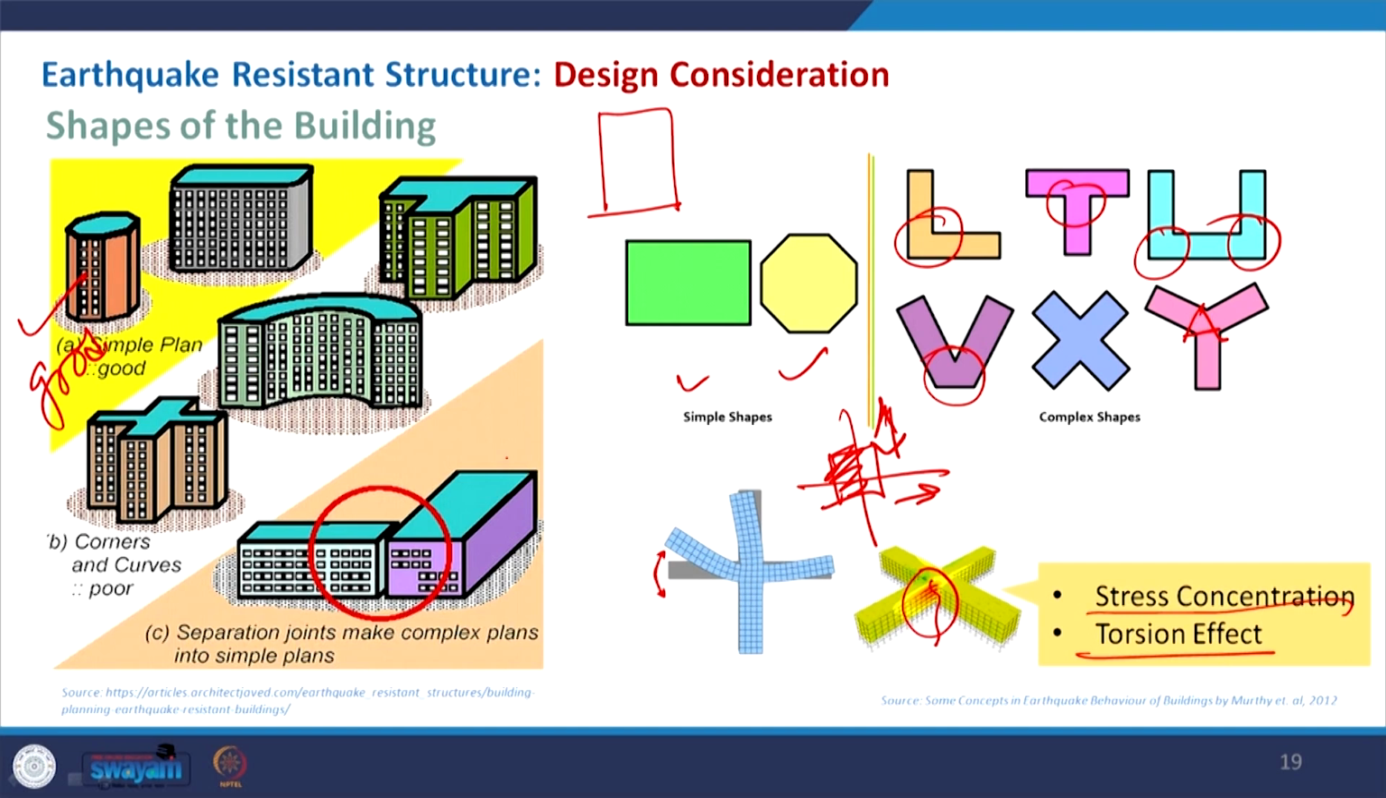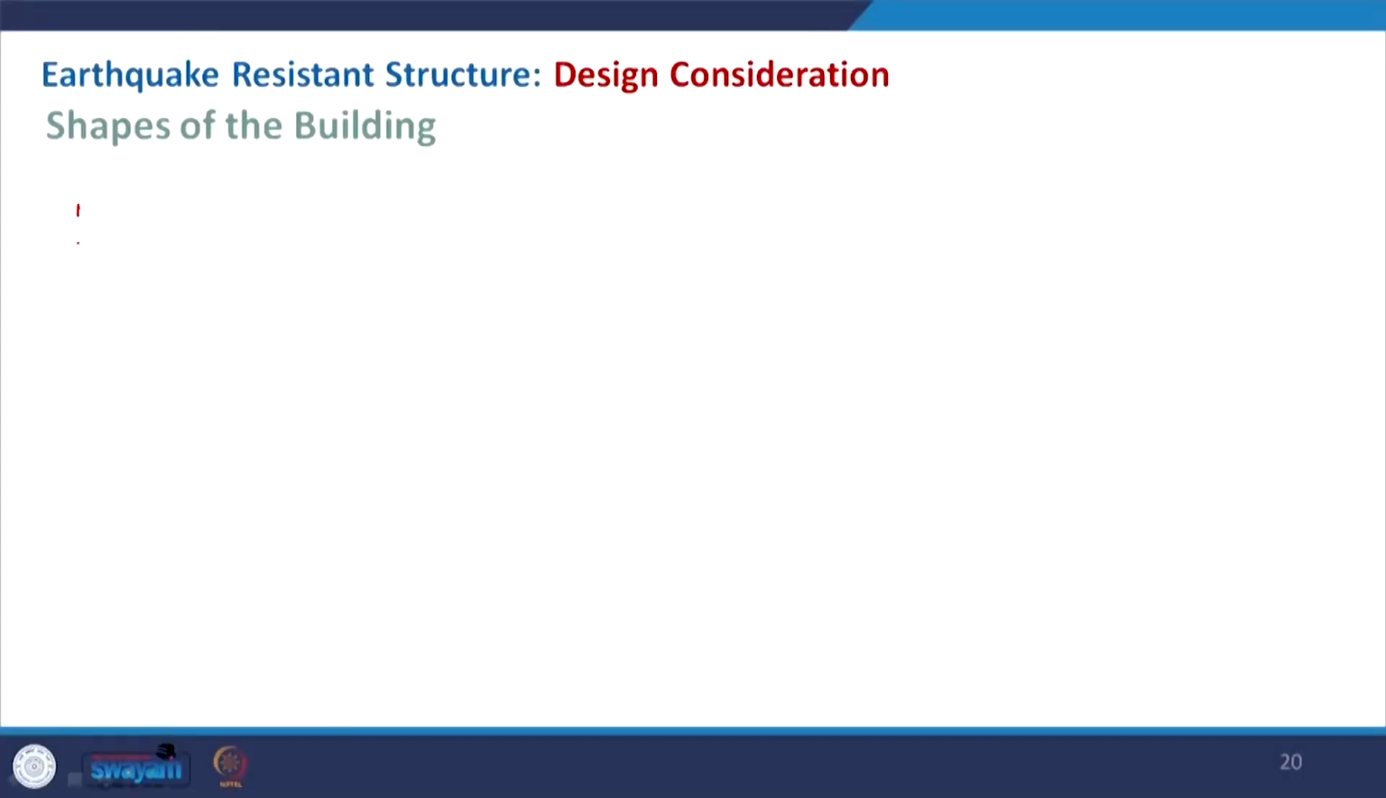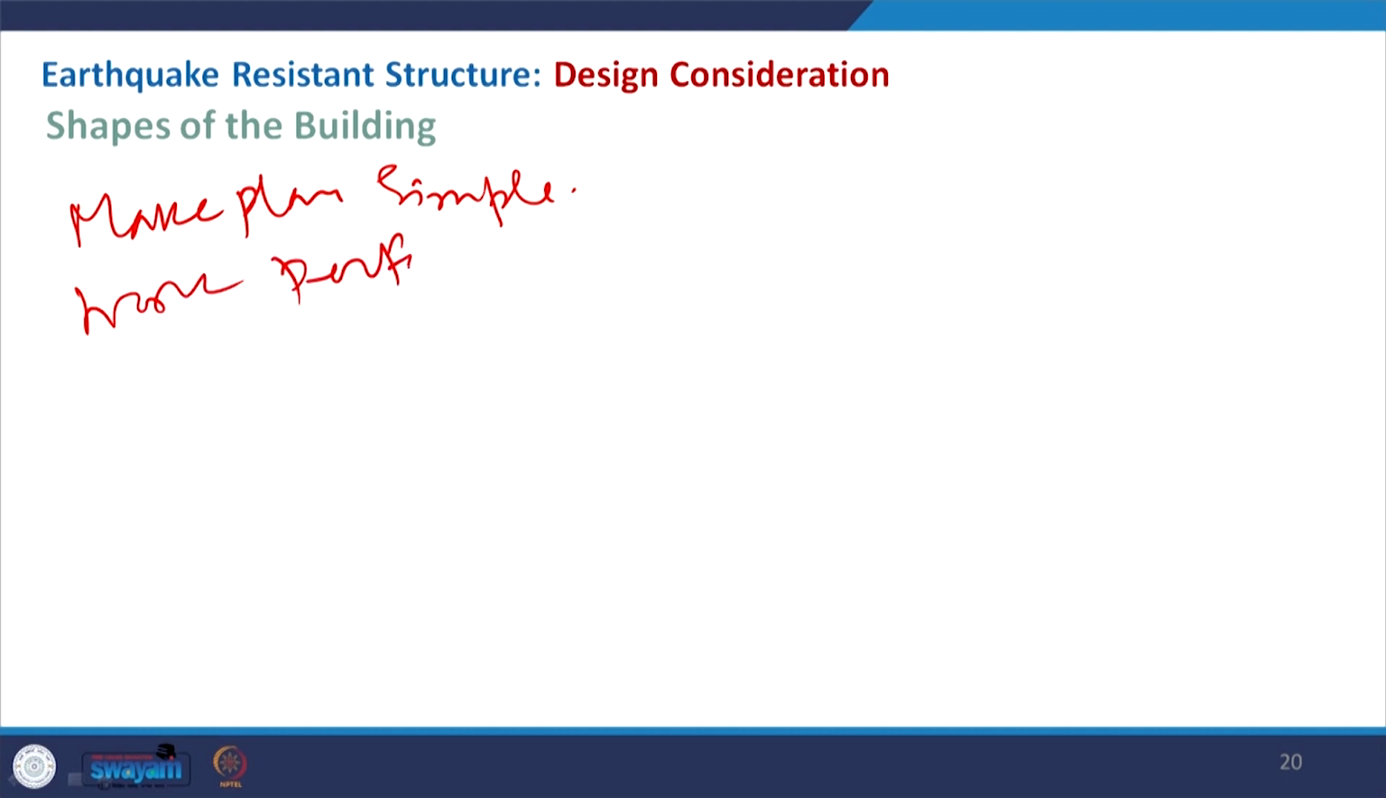And when buildings are in close proximity, one may get affected by the other. They will hit each other during the motion, and that may damage some of the structural components. So, what we exactly want to do is basically to make the plan simple and then just work on performance.